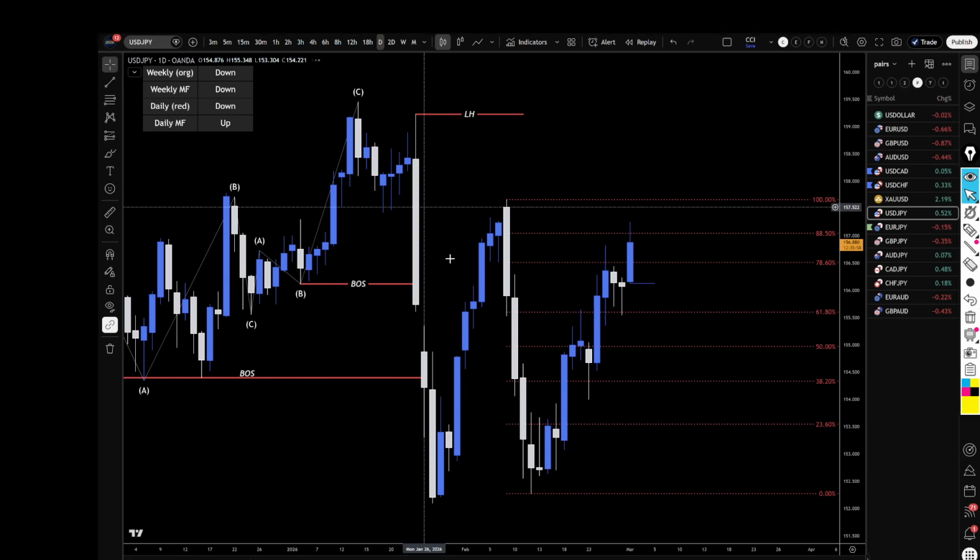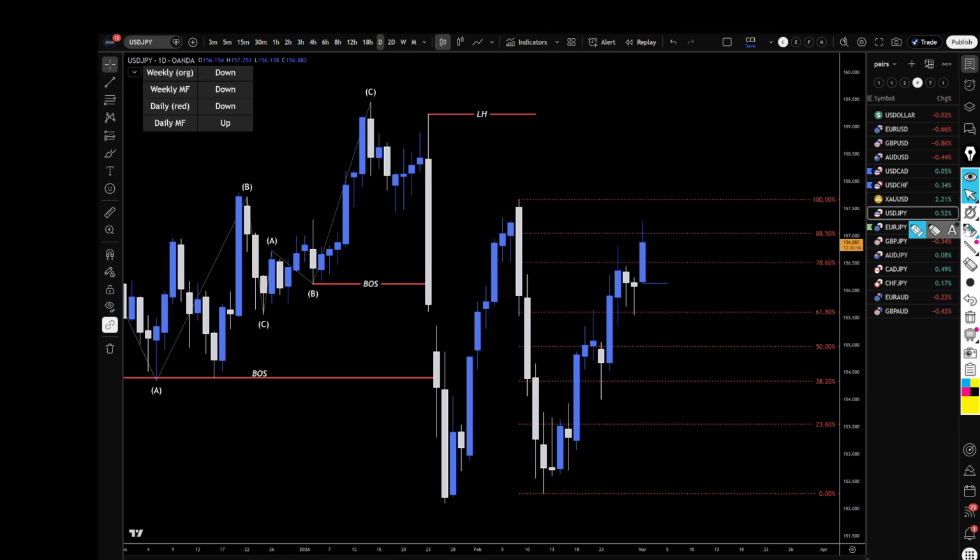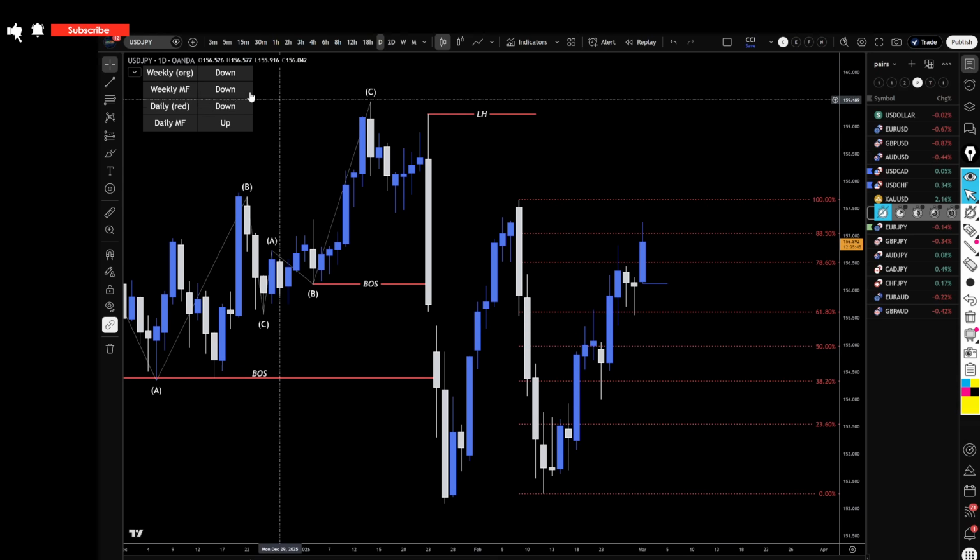Moving on to the US dollar yen, the dollar yen is definitely closing above the 78%, which makes me think that it's going to keep on going up and take out this high. And honestly, I wouldn't be surprised if it even went up and took out the previous highs. So we are definitely looking for longs on the US dollar yen.